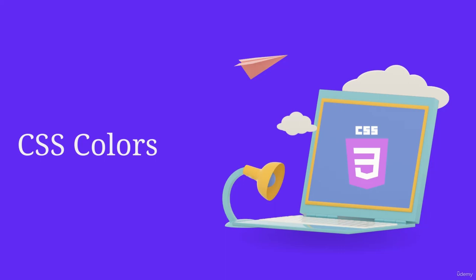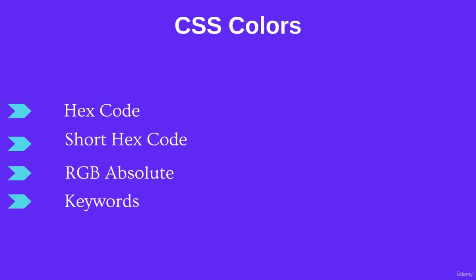In this chapter of CSS, we will discuss colors. Colors are one of the very important aspects whenever we talk about formatting or giving an attractive look to our web page. So, we will learn the different ways of passing the color for a specific element of the HTML. Here we have 4 different ways of doing the same. First is passing the hexadecimal code, short hexadecimal code, RGB absolute, and keywords.